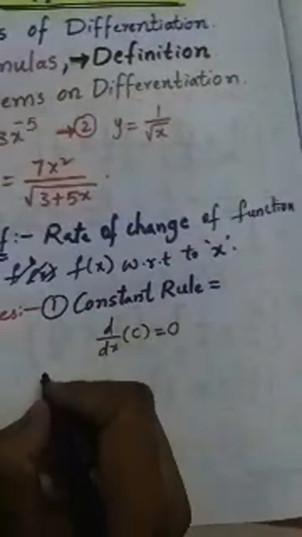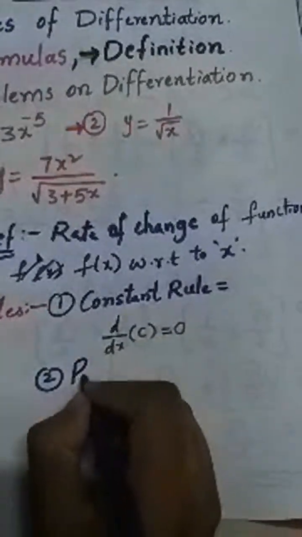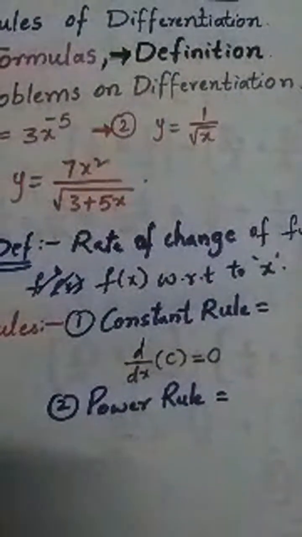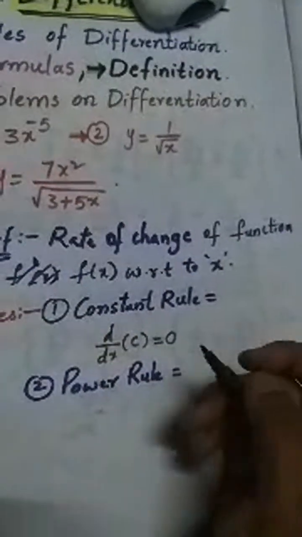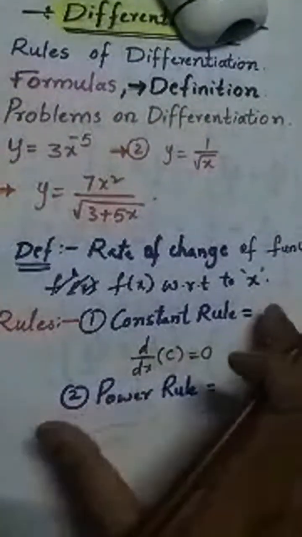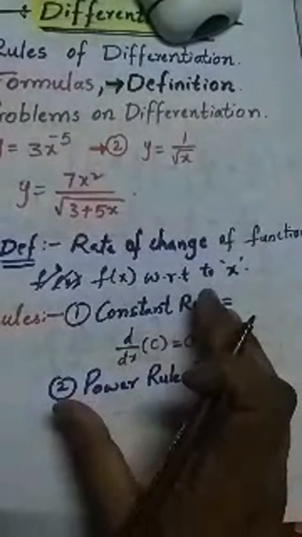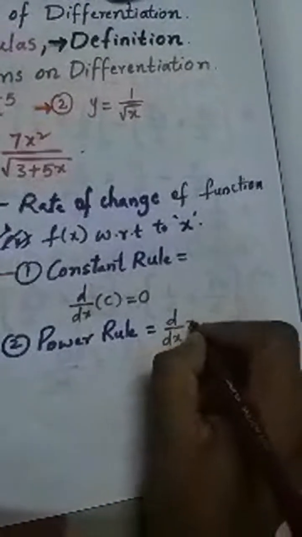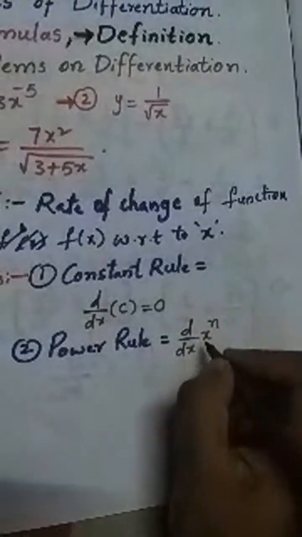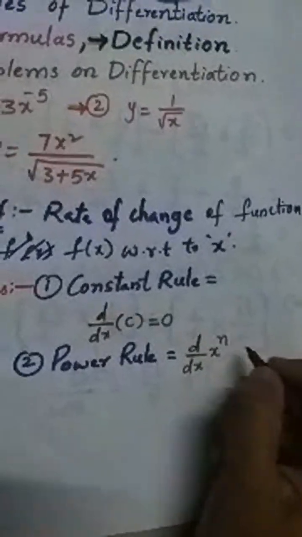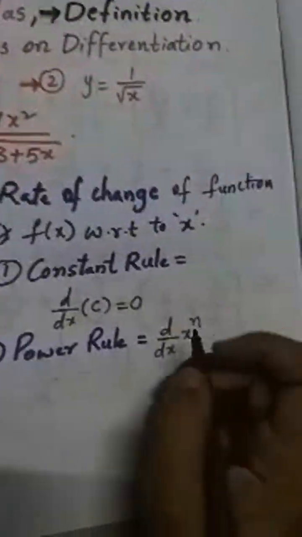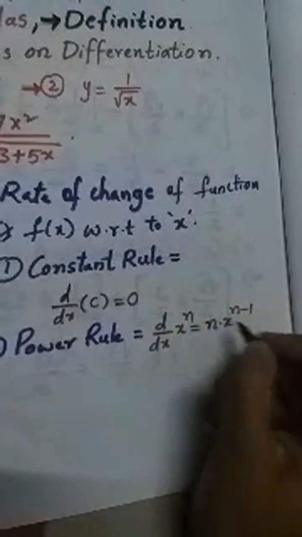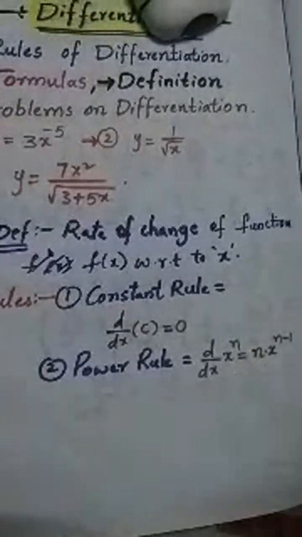Now second is the power rule. This is mainly used in many problems, so don't forget this rule, children. Before going to the problems, we have to know the rules and the formula of each rule. Power rule means d by dx of x power n is given. This is the power and this is the base. It can be written as n into x power n minus 1. Okay, this is the power rule.